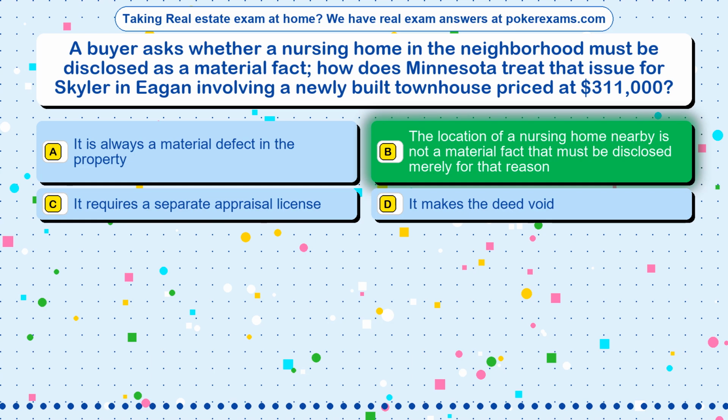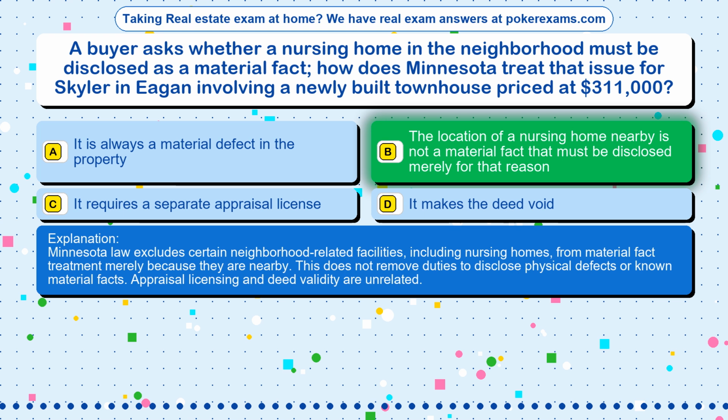The correct answer is option B. The location of a nursing home nearby is not a material fact that must be disclosed merely for that reason. Minnesota law excludes certain neighborhood-related facilities, including nursing homes, from material fact treatment merely because they are nearby. This does not remove duties to disclose physical defects or known material facts. Appraisal licensing and deed validity are unrelated.